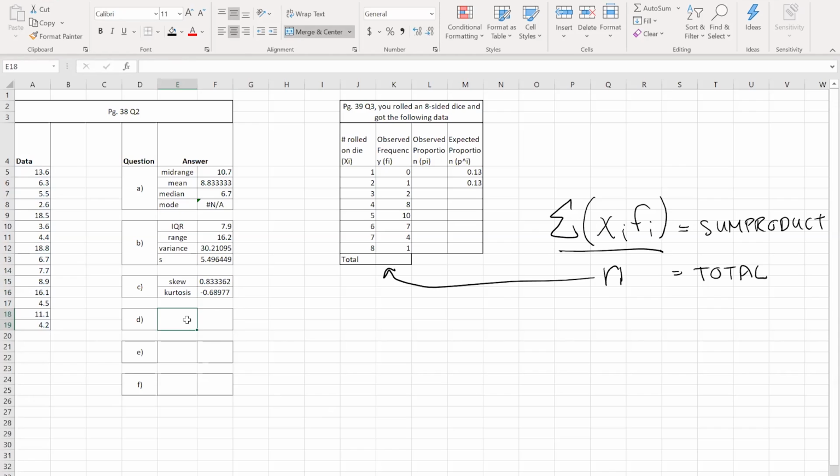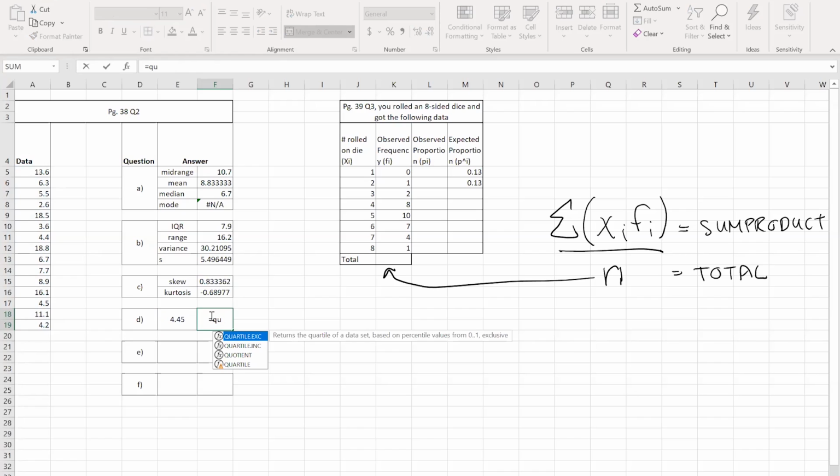D is looking for the middle 50% of the data. So the middle 50% is between Q1 and Q3. So the first number of that range is Q1. And the second, the upper range, is Q3.